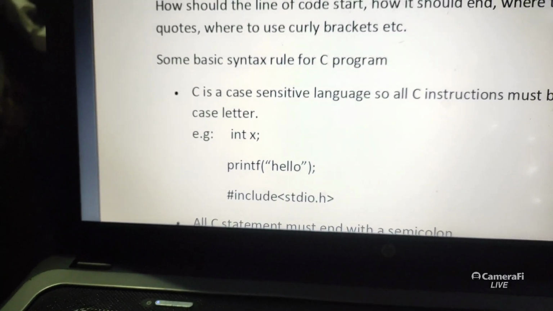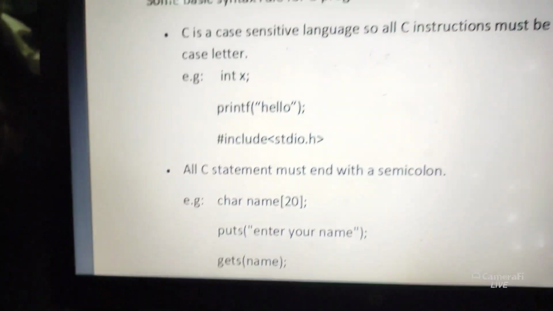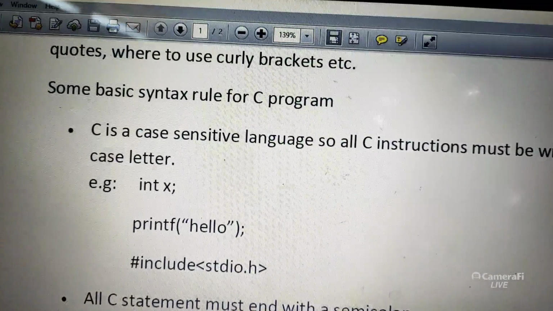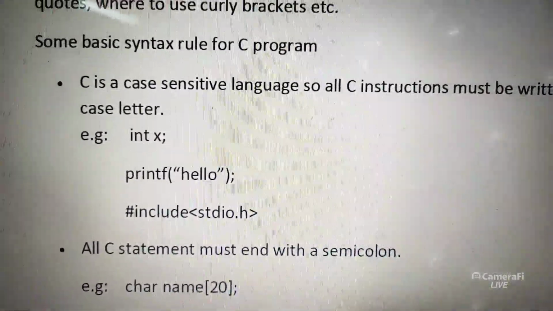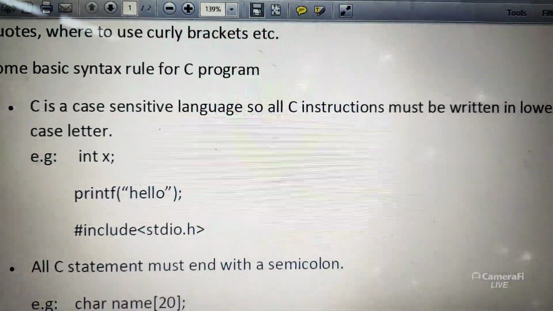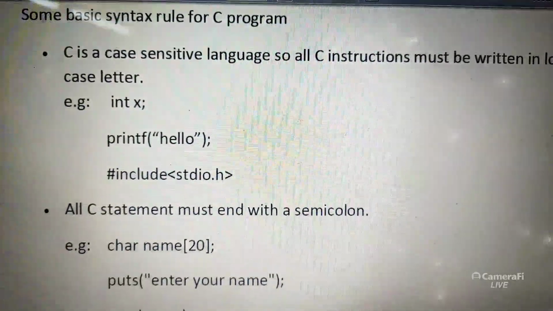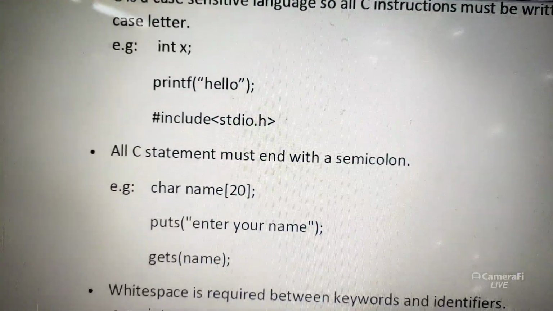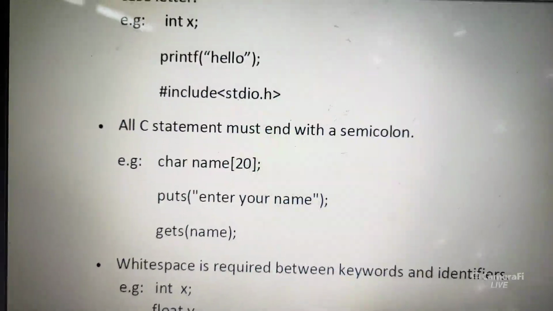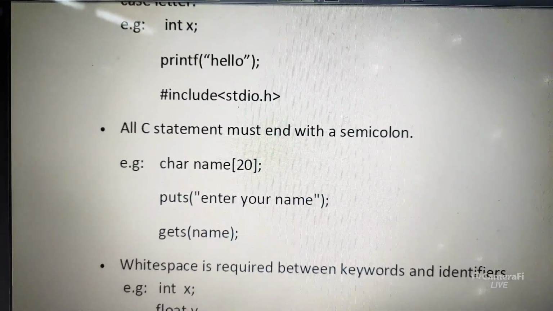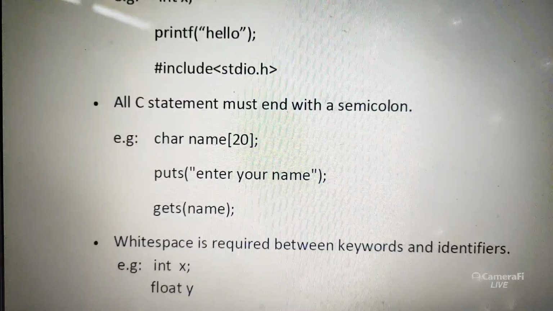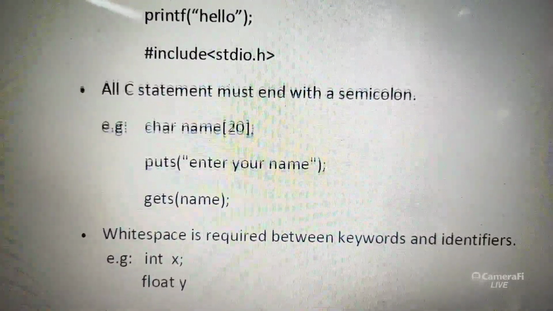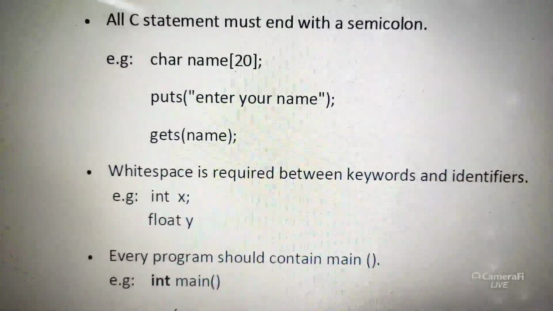Following are the rules. A few rules are given; there are many rules. C is a case sensitive language, and all instructions must be written in lowercase letters. See the printf examples. Just now I mentioned everything should be in lowercase letters, whatever you are using: variable, declaration, statement, header files. All statements must end with a semicolon. Every line should end with a semicolon in main.